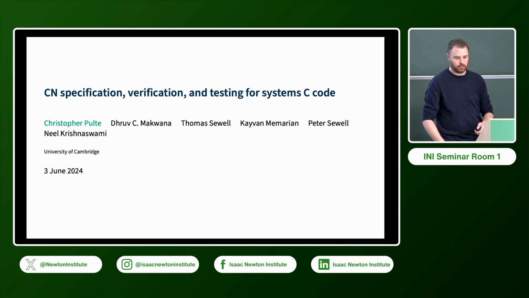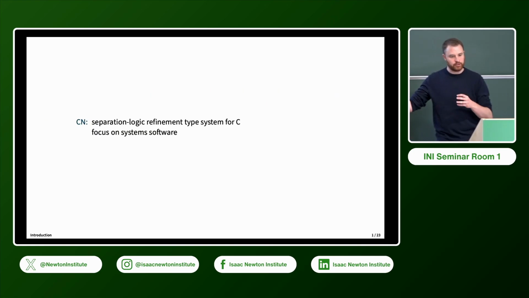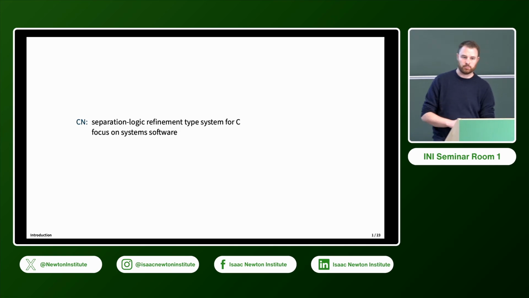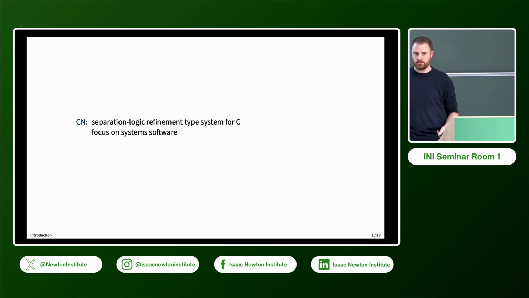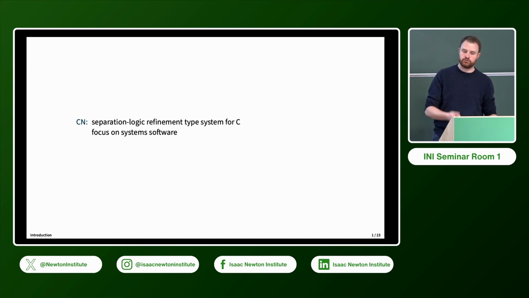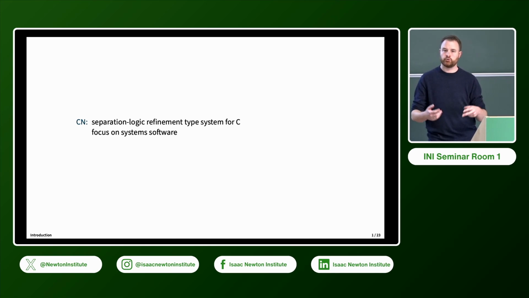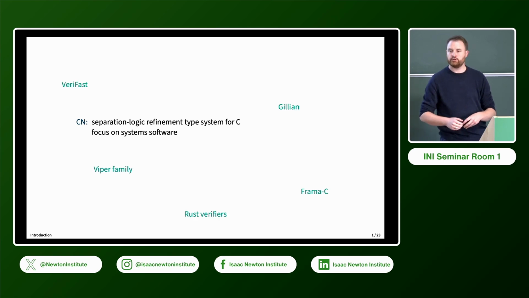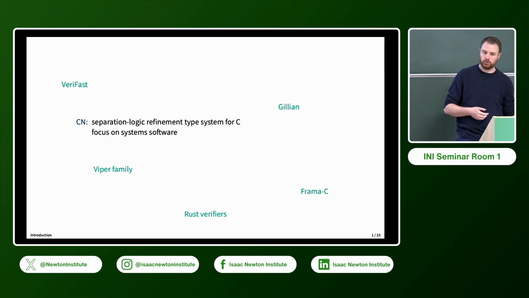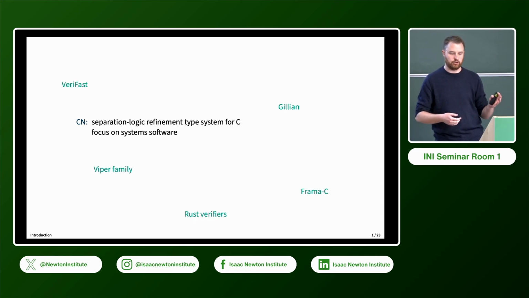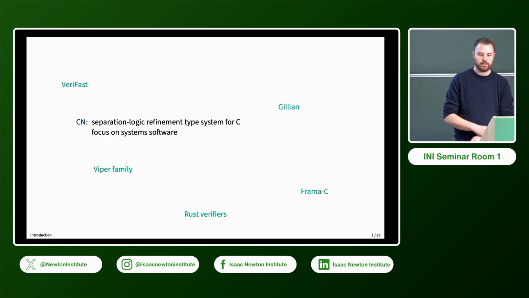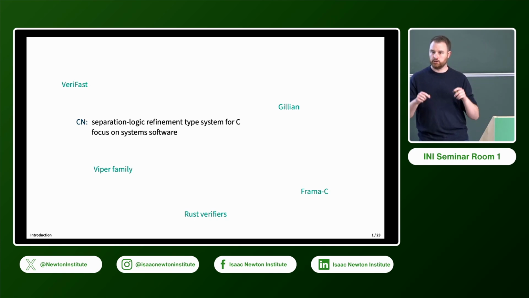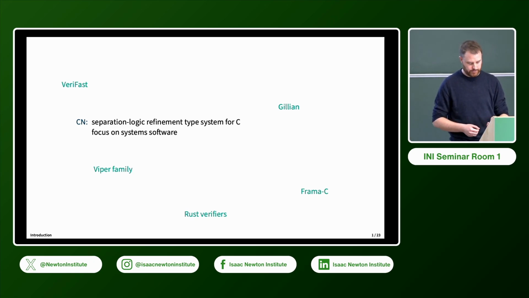Thank you. So in this talk I'll be telling you about this CN type system we're building. It's a separation logic refinement type system for C, with the goal of proving safety and functional correctness of tricky low-level C programs. It's roughly in the same space as other tools like VeriFast or Gillian or the various Viper-based tools and so on. Our specific focus is system software, because it's tricky to get right, but really important to get right.